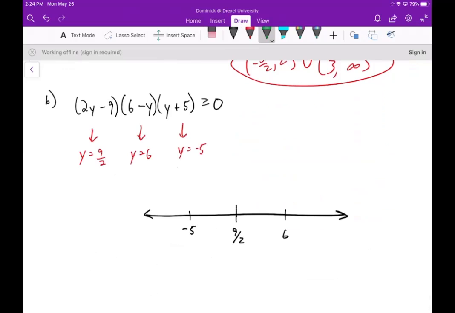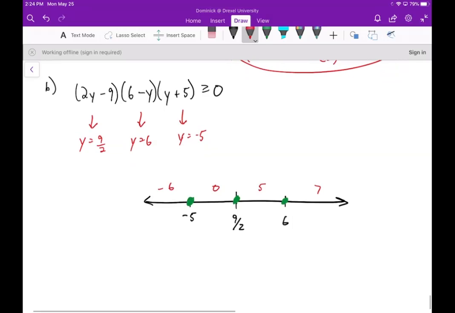Now in this case, we want to include all of them because we have the equal sign. Okay, and now for some test numbers, we could use negative 6, we could use 0, we could use 5, and we could use 7. So now if we test negative 6, we're going to have a positive and a negative. So overall, that's negative here. If I test a 0, I'm going to have a negative, positive, and a positive.